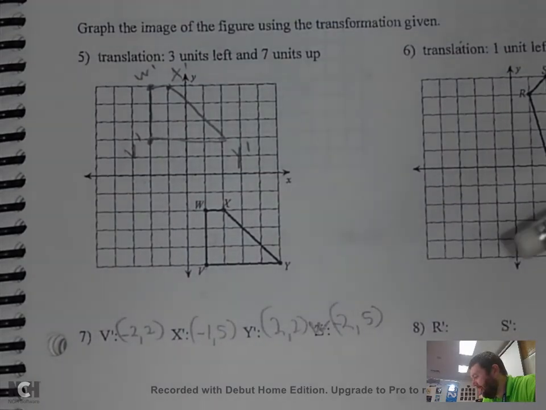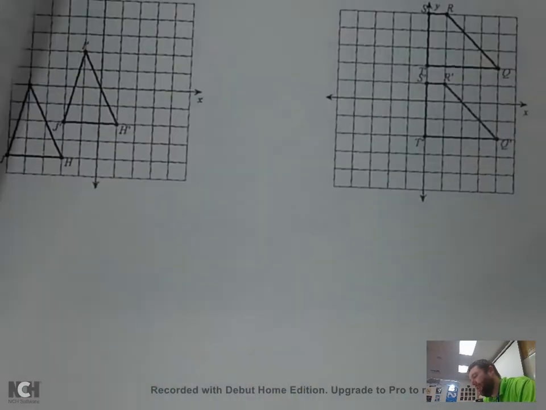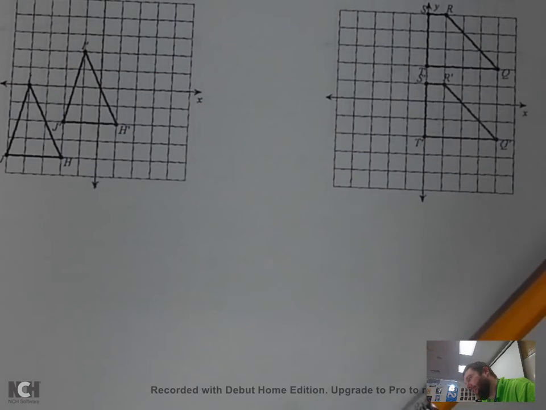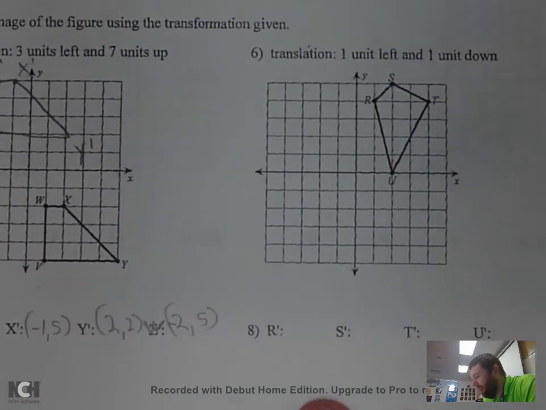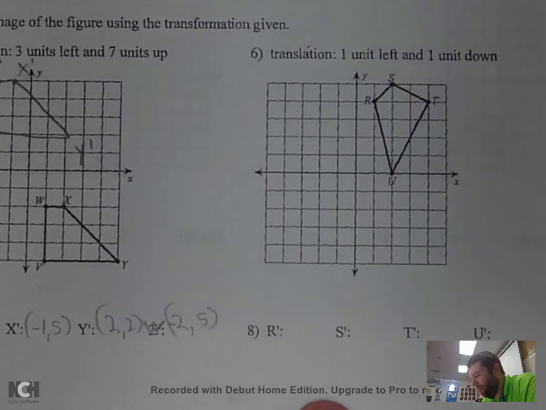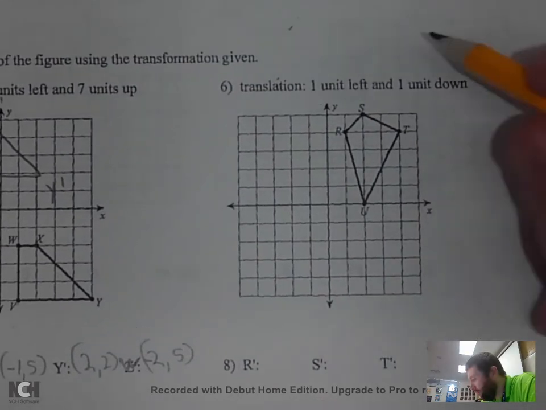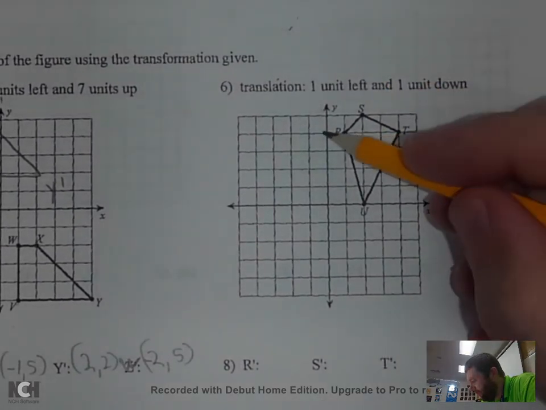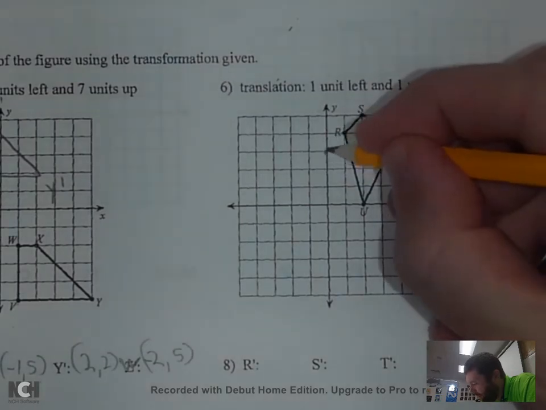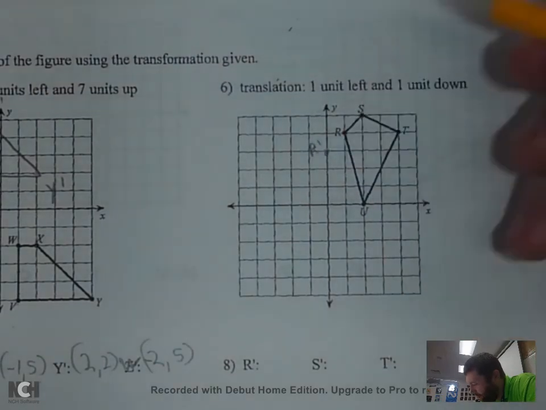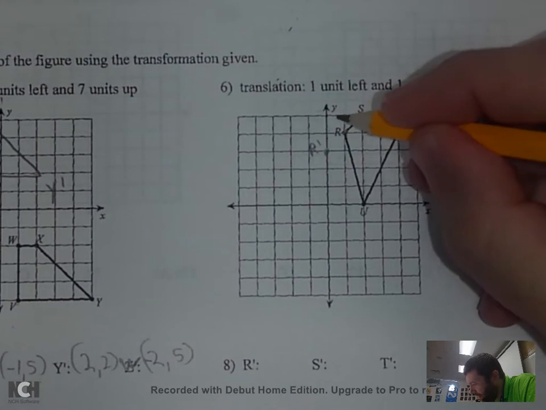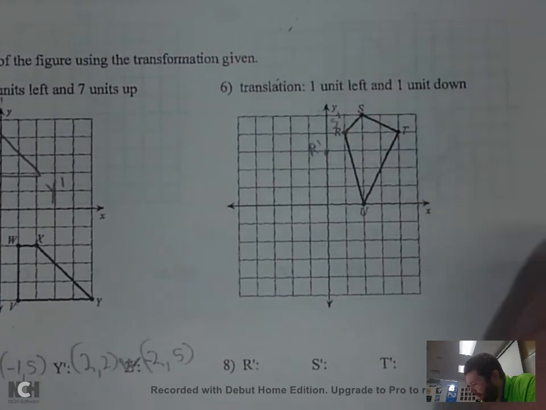Okay? Let's try one more for translations. Is there anything else I need to talk about? No, I don't think so. Okay. So one more for translations. We're going to go 1 unit left, 1 unit down. So from each of these, we'd go 1 left, 1 down. There's R prime. 1 left, 1 down. There's S prime. It's the same as the R original.